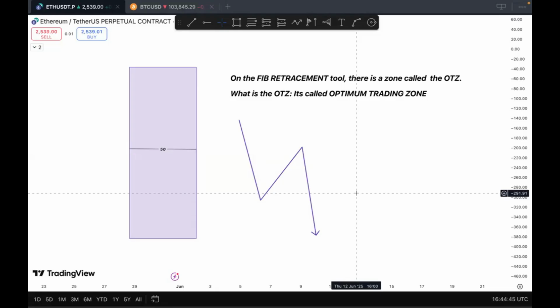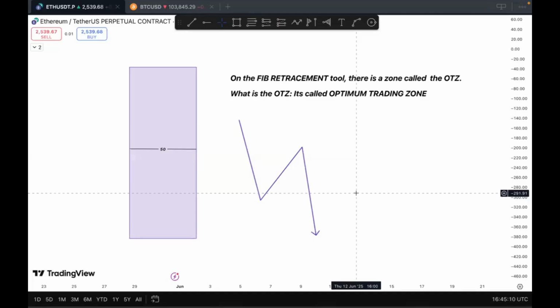So that zone is a very important zone, okay? If you go to your chart and study this OTZ zone, you will see that repeatedly price usually goes back to the OTZ zone. Most of the buys and sells happen in the OTZ zone. So that's where you want to trade. That's where it gives you additional confidence that, yes, this zone is a good place to sell.